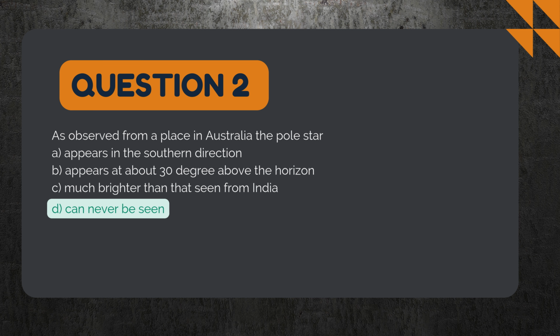Correct answer is D, can never be seen. Polaris is a northern sky star and lies below the horizon when viewed from Australia in the southern hemisphere, making it permanently invisible from those latitudes.